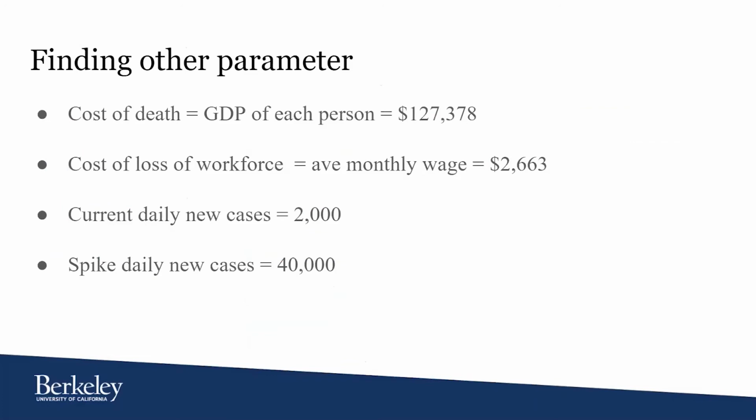Next, we have to find other parameters. The cost of death, we estimated to be roughly the GDP of each person, which is $127,000. The cost of loss of workforce, we set to the average monthly wage in California. This is because we assume that if you are sick, you probably don't go to work for a month. The current daily new cases right now is about 2,000. But when it's spiking, it can go up to 40,000. So that's what we set for our other parameters.